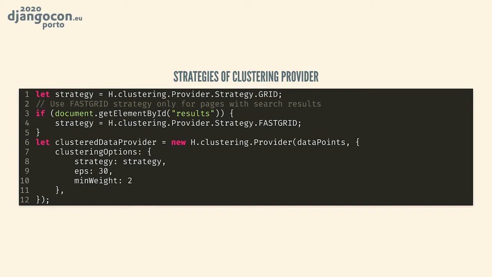The fast grid is an efficient way to cluster large sets of data points, and we use it for the pages where we show search results not related to some concrete place, or when we show all the markers on the map. Grid strategy is slower but has greater precision.